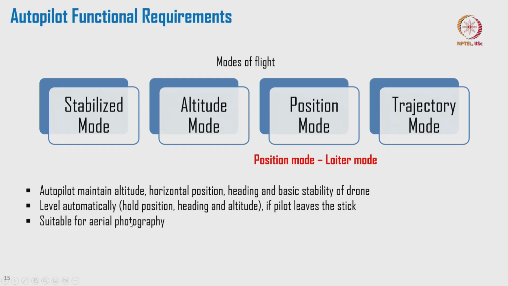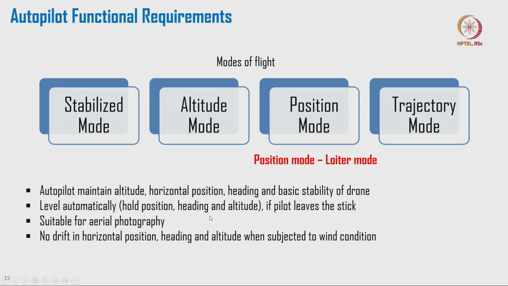It is suitable for aerial photography kind of applications. There is no drift in horizontal position, heading or altitude when subjected to wind conditions. The autopilot will automatically correct the altitude and attitude and hold the position in the global frame of reference. So here again, 50% stick maintains the pitch, roll, yaw attitude and altitude of the drone.